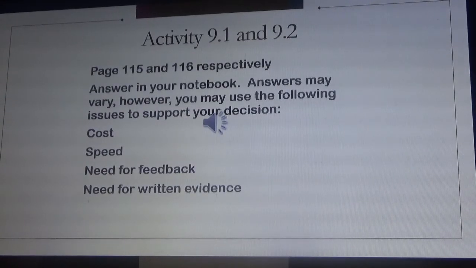Okay, now let's go to activity 9.1 and 9.2. They're found on pages 115 and 116 respectively. You may write your answers in your notebook. Answers may vary, however, and you may use the following issues to support your decision: cost, speed, need for feedback, need for written evidence. And there may be other things that you might consider.